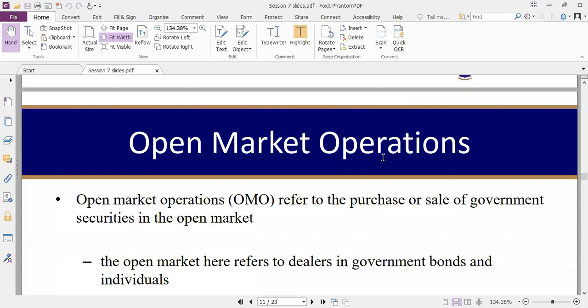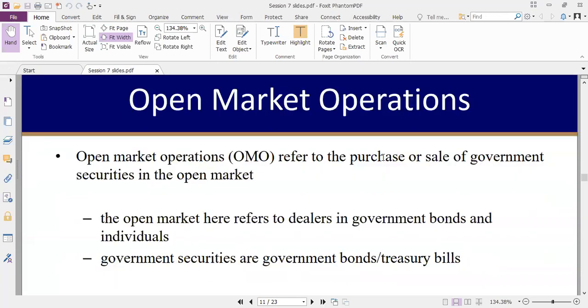Now, when we say open market operation, what do we mean by open market operation? We are basically saying that it refers to the purchase or sale of government securities in the open market. Okay, so now, before I even proceed, I know I've said something about government securities when we were dealing with the financial market. So what is government securities or government instruments?